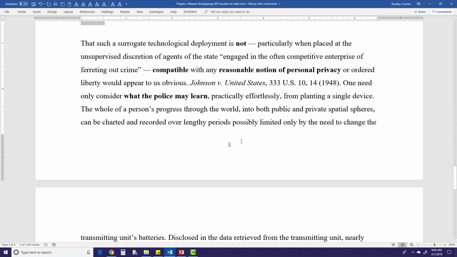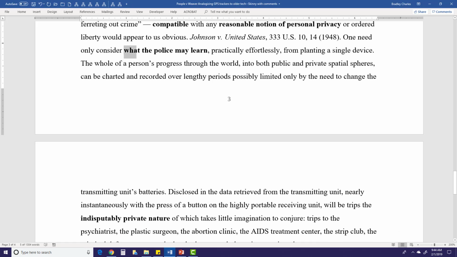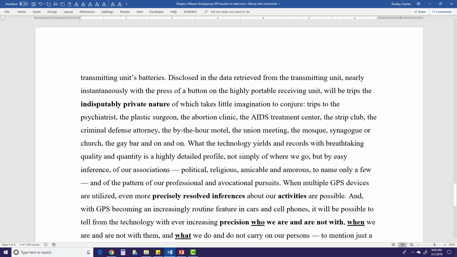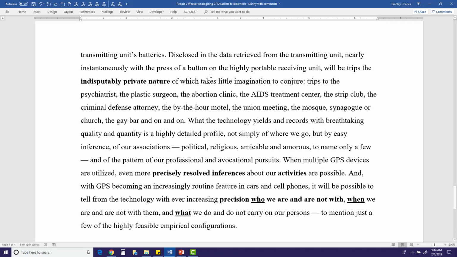Okay, and then here we get to a very strong connection with the law, the reasonable notion of personal privacy. This is the element actually being applied here. If you don't have a reasonable expectation of privacy, then it's going to be a violation. So what the police may learn, that's a big part of it. So he's making a strong connection. That's under rule-based reasoning. He's characterizing everything that the GPS tracker will get as indisputably private in nature.